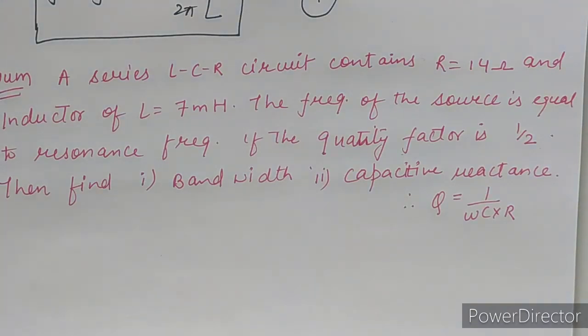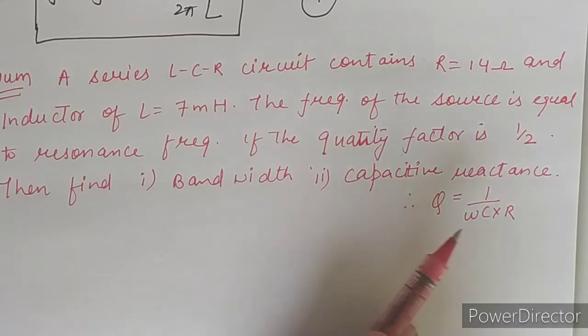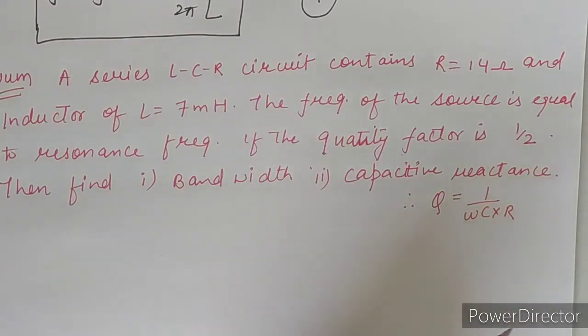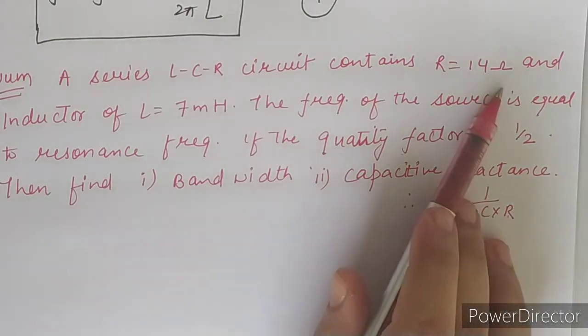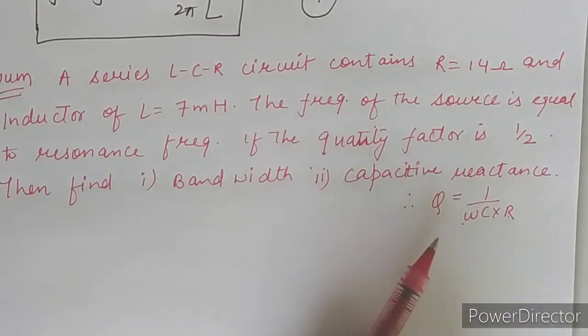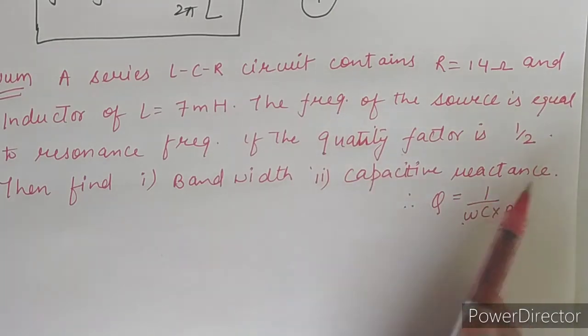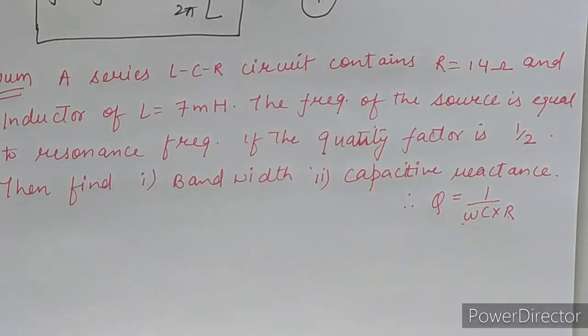Okay, so what you have to calculate? First calculate the bandwidth omega 2 minus omega 1 using the formula R upon L. Then calculate the quality factor. So here 1 upon omega C is equal to Q into R. Quality factor Q is half, R given is 14. So half into 14 will be your capacitive reactance. 1 upon omega C means XC. Clear? So like this you can solve your numerical as well.